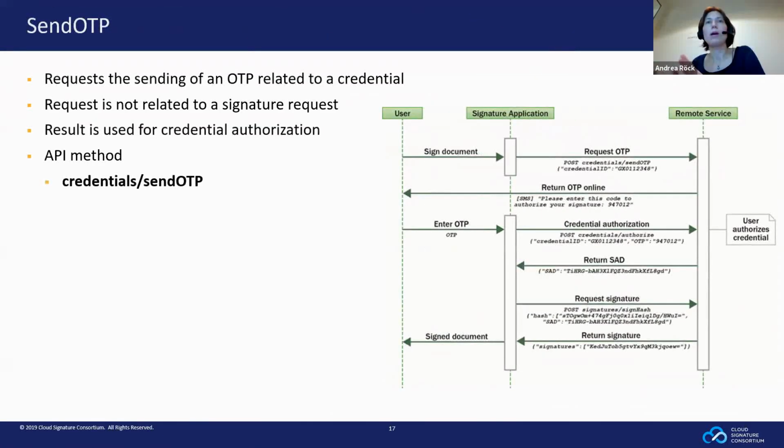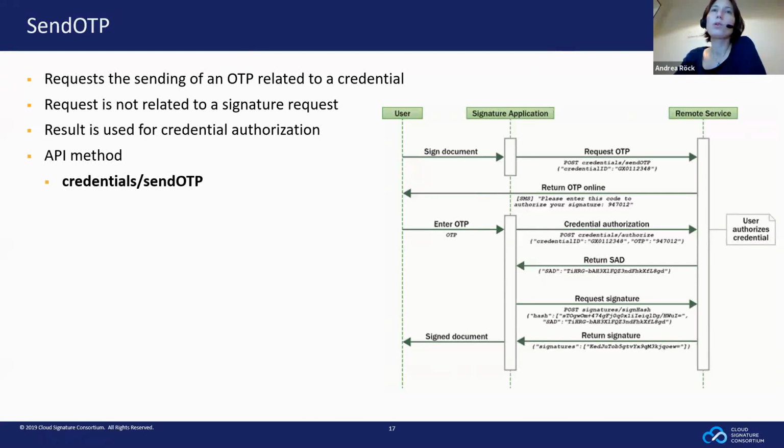So that was for the authorization of the credential. I want to explain a bit how it works with the OTP. There's a special method, send OTP, that requests the sending of an OTP for a specific credential. The request is not related to a signature request. So it's just very simple: send an OTP to this user for that credential. That's all the information we have. The API method which corresponds to that is credential send OTP.